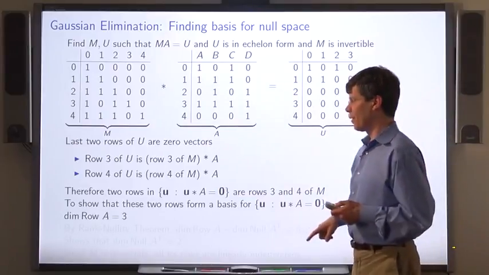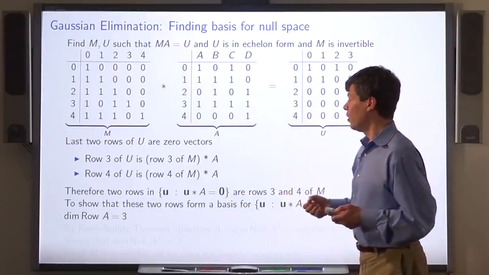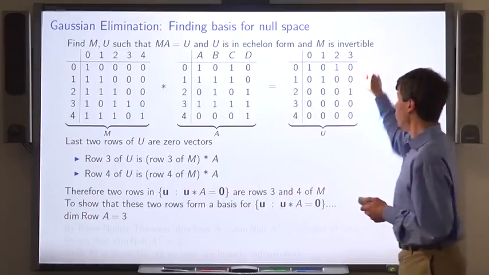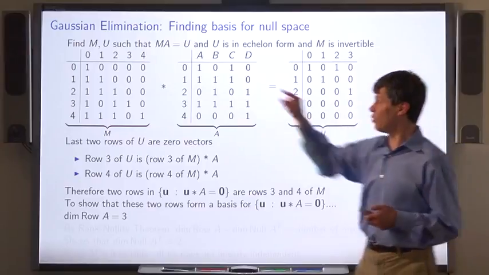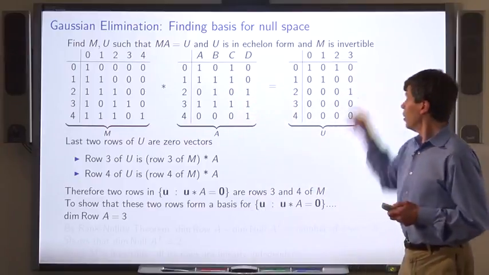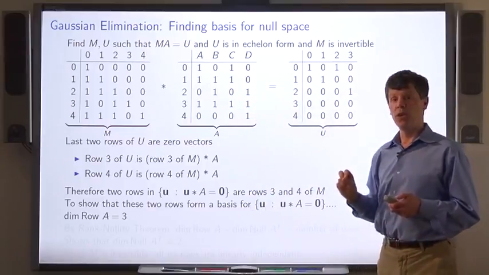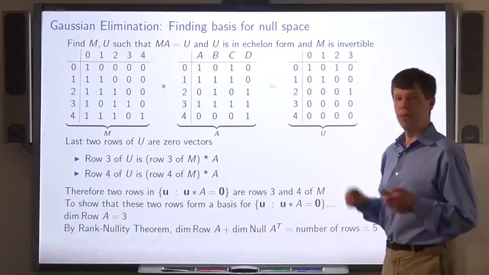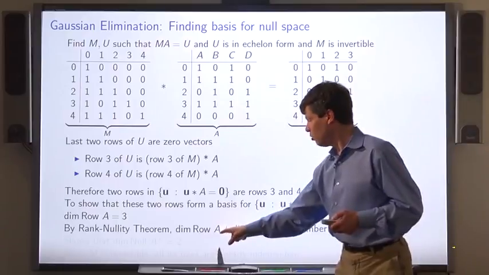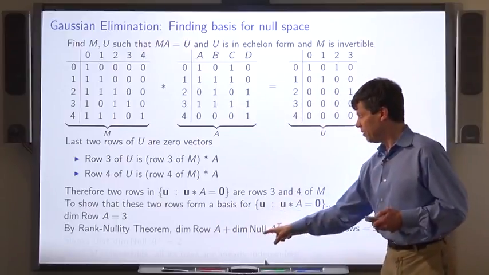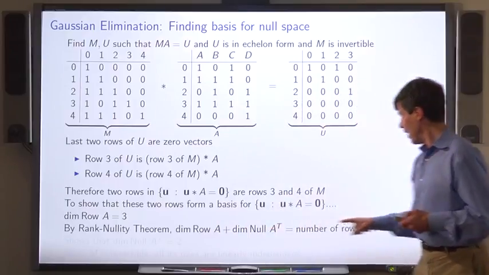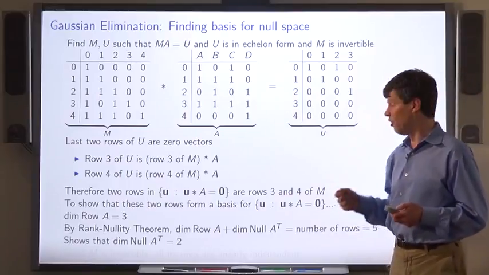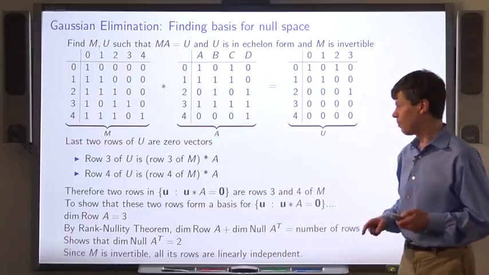Well, the dimension of the row space of A is 3. We already know that the non-zero rows of U form a basis for the row space of A. Since there are 3 non-zero rows, that shows that the dimension of the row space of A is 3. By the rank nullity theorem, the dimension of the row space of A plus the dimension of the null space of A transpose equals the number of rows, which is 5. So that shows that the dimension of the null space of A transpose is 2.